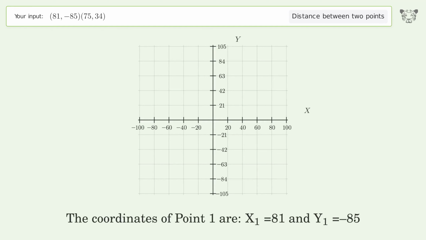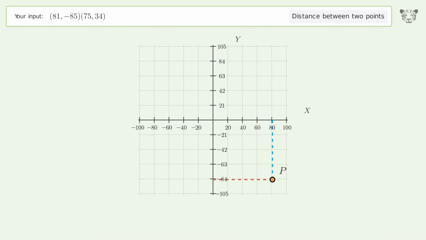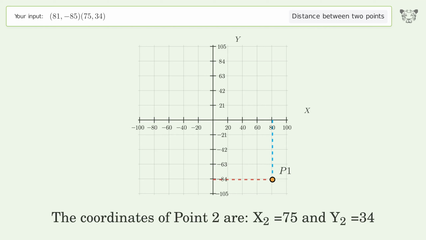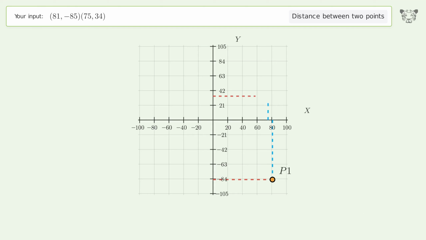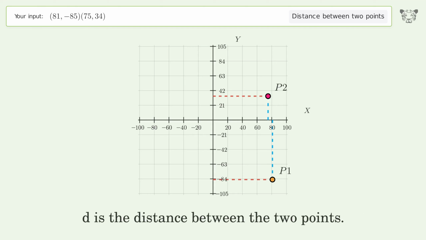The coordinates of point 1 are x1 equals 81 and y1 equals negative 85. The coordinates of point 2 are x2 equals 75 and y2 equals 34. D is the distance between the 2 points.